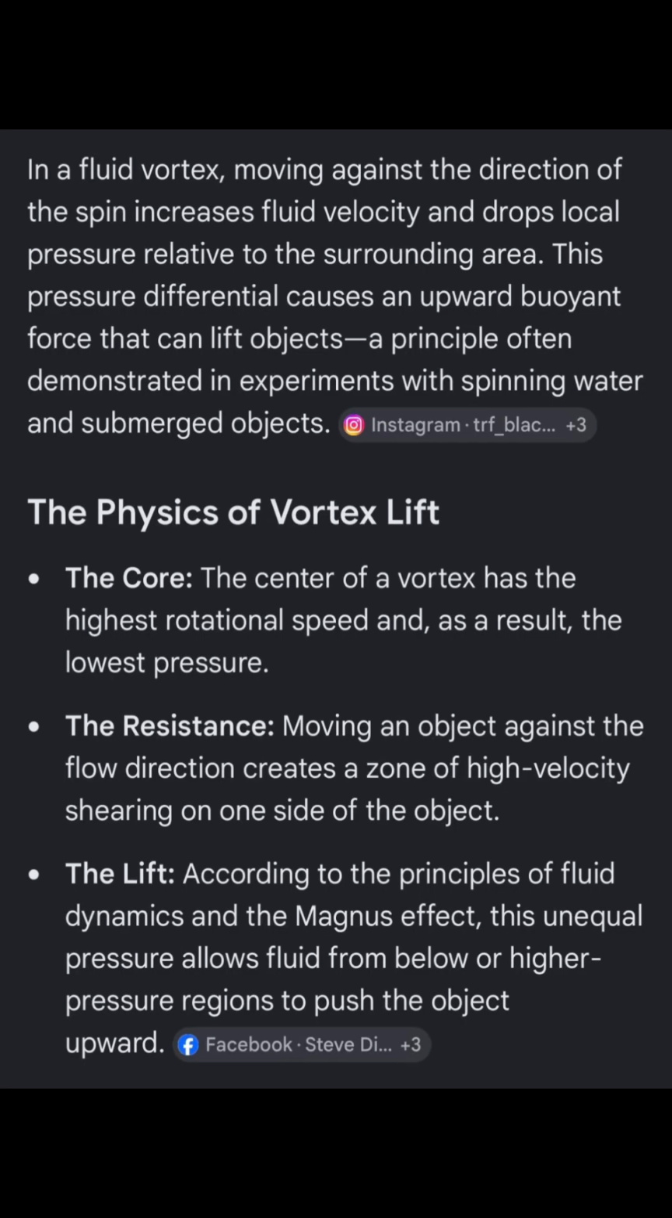If you move against the direction of the spin, it creates a local pressure drop relative to the surrounding area. This in turn causes an upward buoyant force that can lift objects, and this is often demonstrated experimentally with spinning water and submerged objects. So according to principles of fluid dynamics and the Magnus effect, the unequal pressure causes objects to be pushed upward when they are moving against the spin of a vortex.